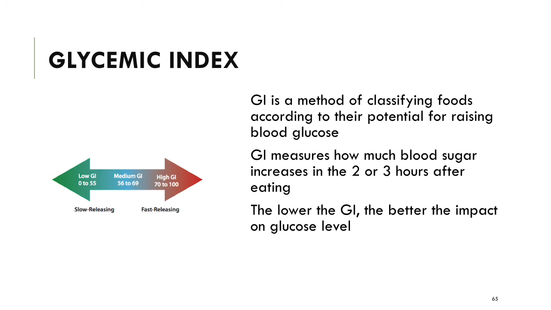The 2 or 3 hours is the time allowed for the food to be digested and the glucose to be absorbed into our bloodstream. The lower the GI, the better the impact. It means the lower the GI, the lower the potential of increasing the blood glucose, and then the better the impact on our glucose level, because you want the glucose level to increase slowly and stay increased longer rather than to have a sharp increase over a short period of time.